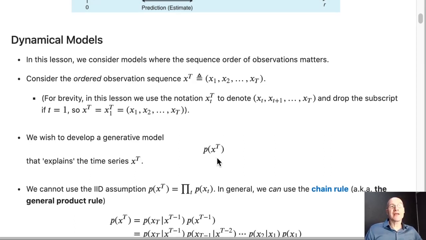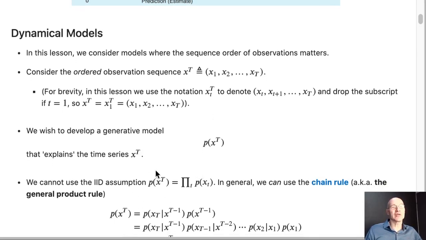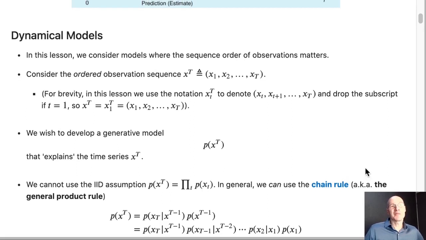Now note that the order matters here, or we assume that the order matters. What we have done in the past is break this into the product of the probabilities for the individual observations. But we cannot do that here, because this is not the same sequence as when I would exchange x2 with x1. The order matters here.